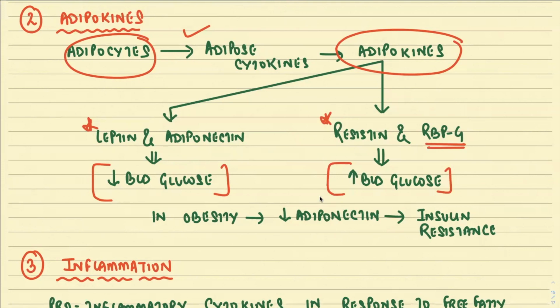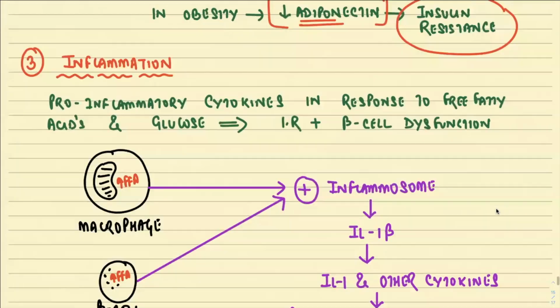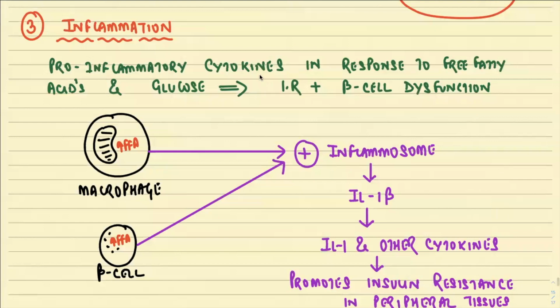So in obesity, what happens is that there is a decreased amount of the good adipokine, that is adiponectin, leading to insulin resistance. Third important role of obesity is inflammation. Now, what happens is that pro-inflammatory cytokines are released in response to free fatty acids and glucose. This leads to insulin resistance and beta cell dysfunction.